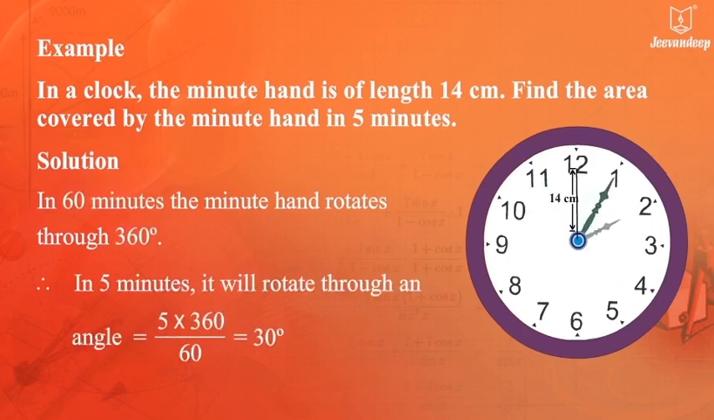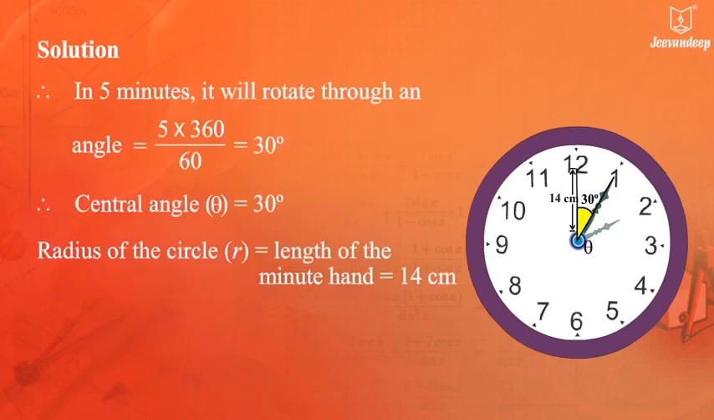Therefore, in 5 minutes, it will rotate through an angle equal to 5 multiplied by 360 upon 60. That equals 30 degrees. Therefore, the measure of central angle theta equals 30 degrees. Now, radius of the circle r equals the length of the minute hand, that equals 14 centimeters.